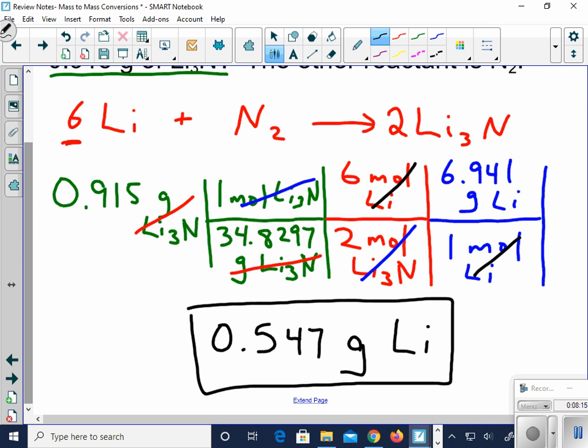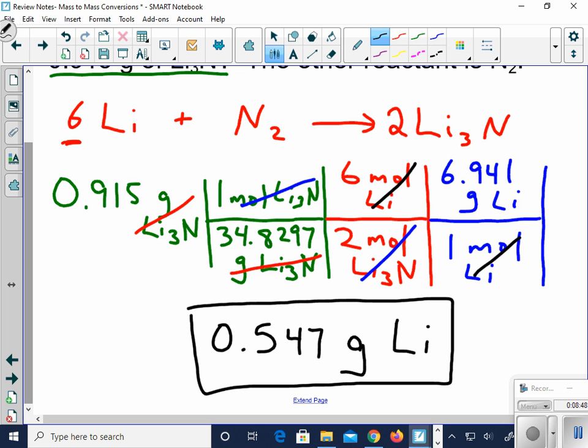So what does this tell me? Well, it tells me that if I want to produce 0.915 grams of lithium nitride, I need to start with 0.547 grams of lithium. Does it say anything about my other reactant? No. Could I go back and calculate how much of that I needed? Absolutely. Okay, but I wasn't asked to do that.